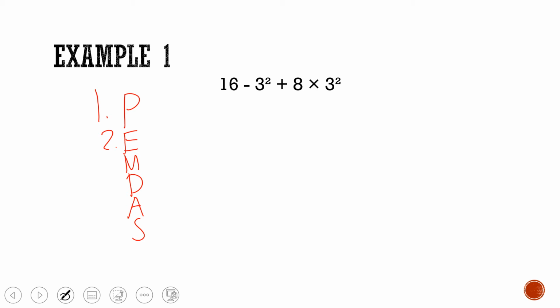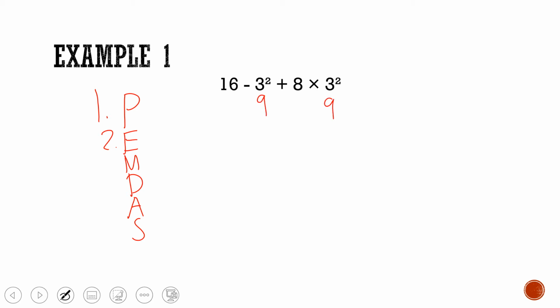We do have a couple exponents here. We actually have 3 squared and 3 squared. So here's what we'll do. We'll evaluate both of these exponents, and we know 3 squared is what? Take a second to think. 3 squared will be 9. So we're going to replace both of those 3 squareds with a 9. A 9 here and a 9 here.